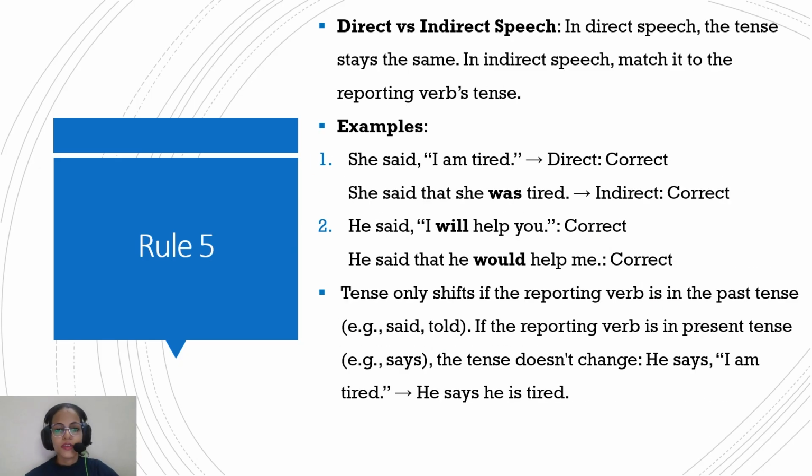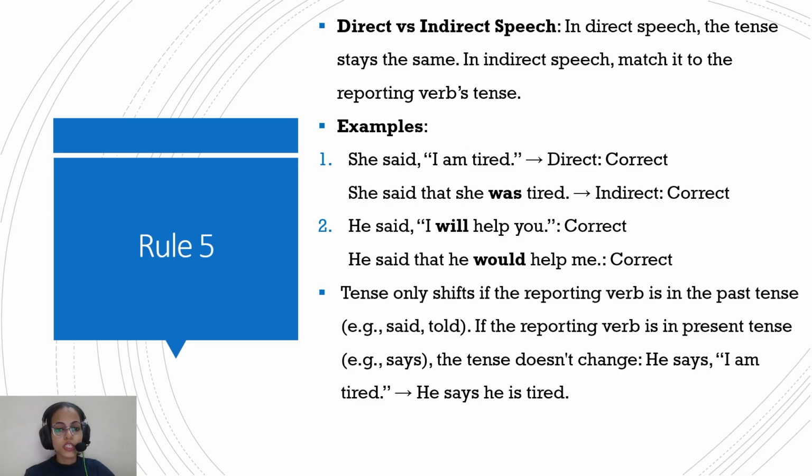Okay. Rule 5, talking about direct and indirect speech. In direct speech, the tense stays the same. But in indirect speech, match it with the reporting verb's tense. So she said, I am tired. Fine, said and tired both are in the past tense, so it's correct. Now this is direct speech. In indirect speech, she said that she was tired.